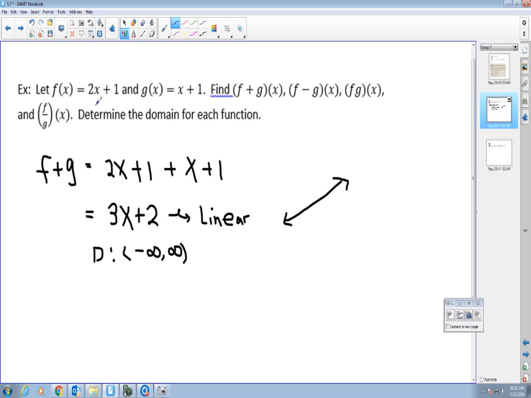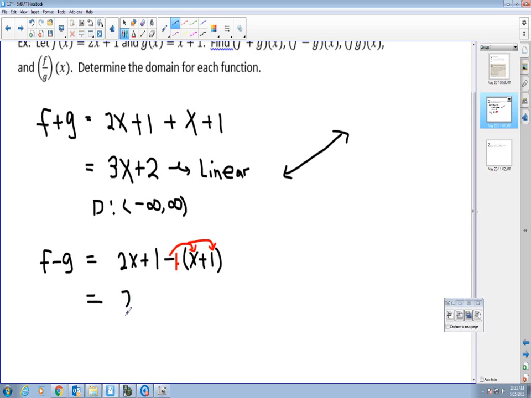Alright. Subtracting functions is a little bit trickier. If I take the first function f of x, subtract g of x, my first function 2x plus 1, minus my second function x plus 1. Now since my second function is two terms representing one function, I will need to put them in parentheses so that this negative 1 will distribute over those two terms. Otherwise the answer will be slightly off.